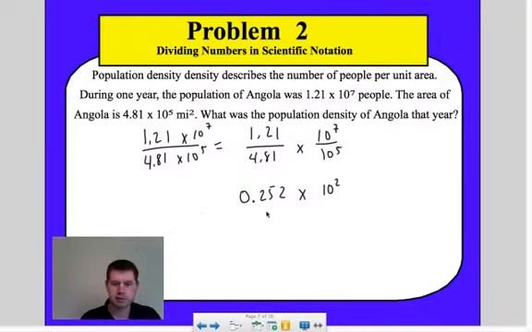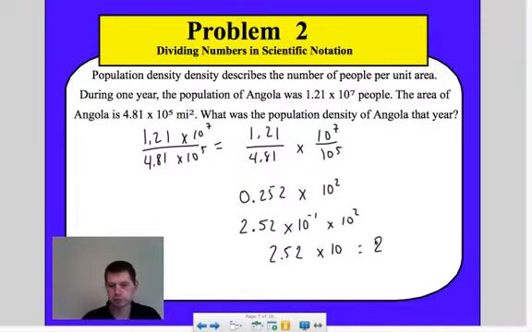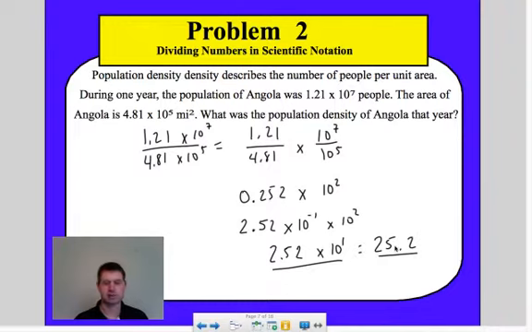Now this is the population density, but it's not scientific notation. So we're going to make this 2.52. But we changed that to 2.52, so to get it back the way it was, it needs to be a -1. And then times 10 to the 2nd. So therefore that gives us 2.52 times 10, which is going to give you 25.2 as a standard notation. Okay, so scientific and then standard notation on that problem.